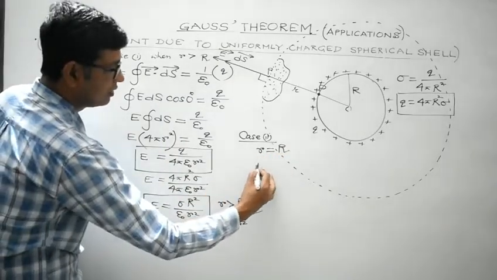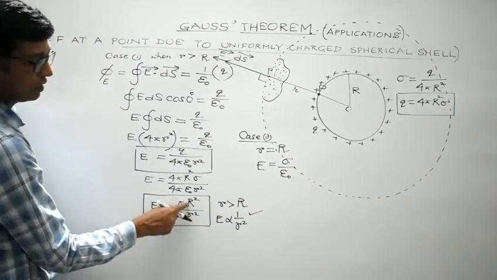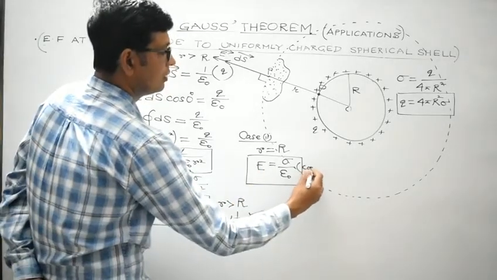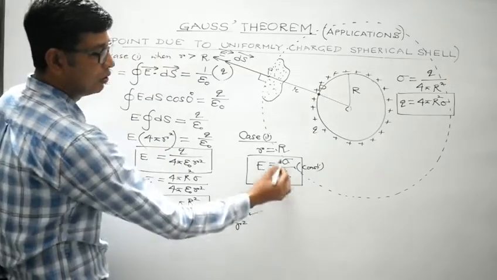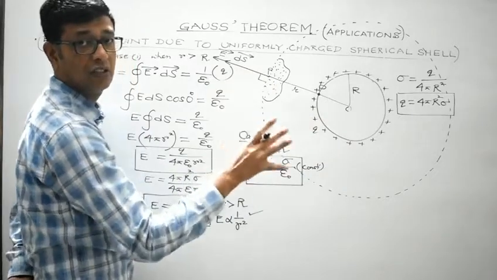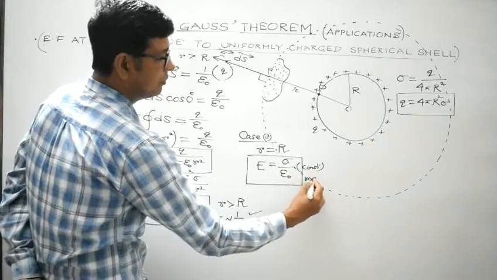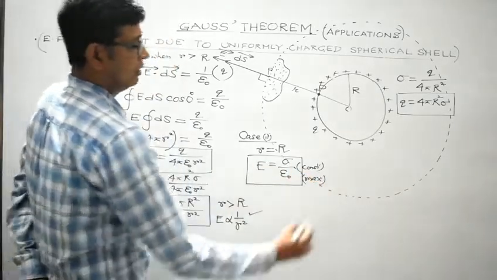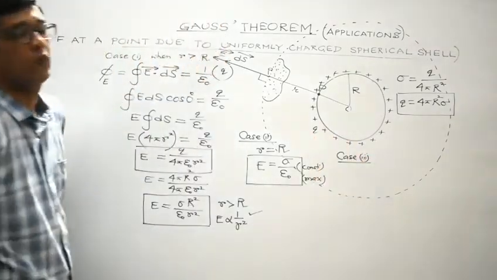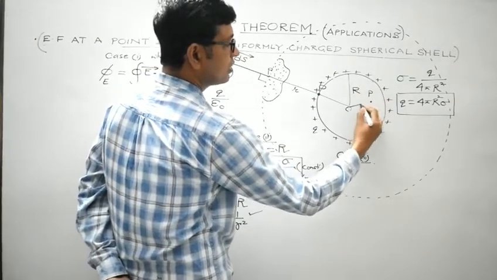So, what we get is sigma by epsilon. These two become equal, so we are left with sigma by epsilon, which is constant and maximum. So, this is the formula for the electric field at any point on the surface of a uniformly charged spherical shell. So, this is maximum. Let's consider case 3, when the observation point lies inside the uniformly charged spherical shell.